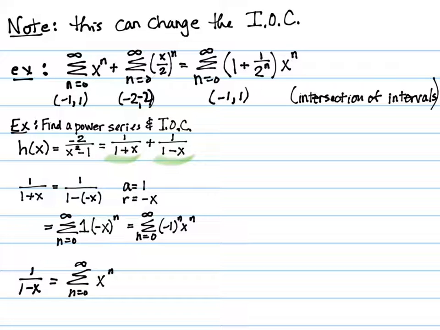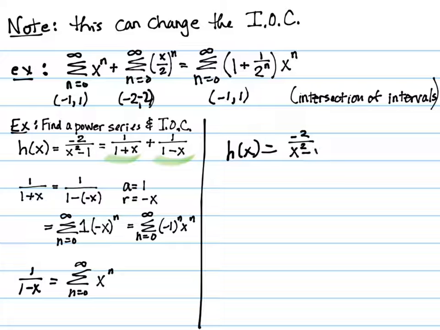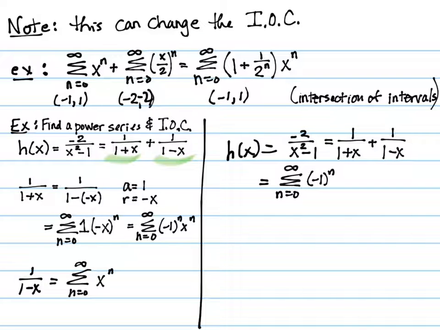So we're going to combine these two things together. So my h of x that I was given to begin with, which was negative 2 over x squared minus 1, or 1 over 1 plus x plus 1 over 1 minus x. So if I look at that, I can now use the individual expressions that I just got in power series notation. So I have the summation from n equals 0 to infinity of negative 1 to the n, x to the n, plus the summation from n equals 0 to infinity of just x to the n.